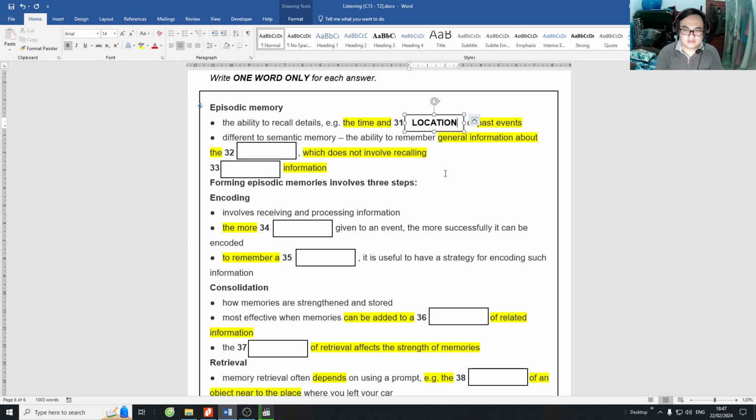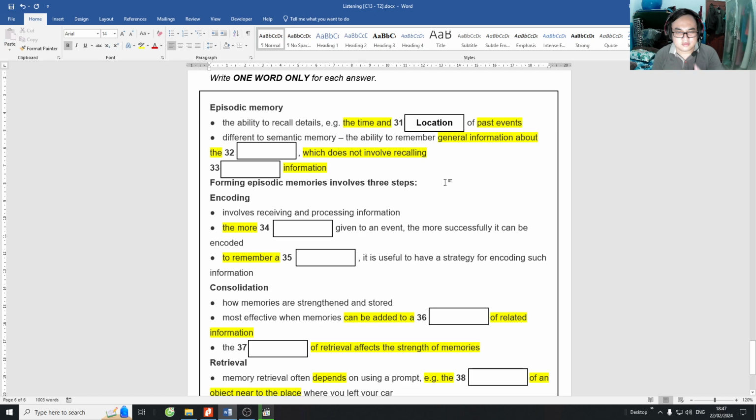To help understand this concept, try to remember the last time you ate dinner at a restaurant. The ability to remember where you ate, who you were with, and the items you ordered are all features of an episodic memory.